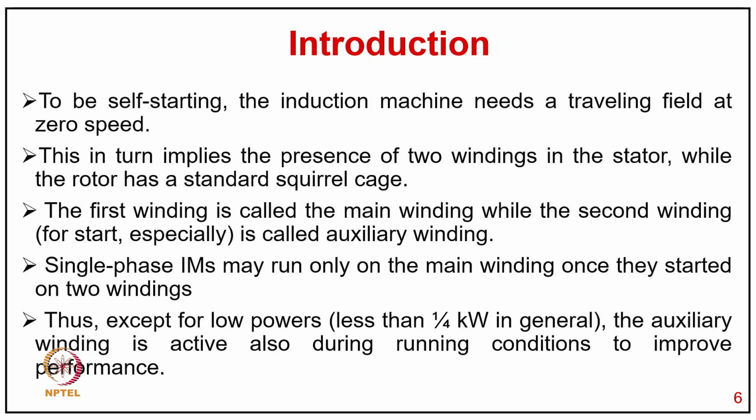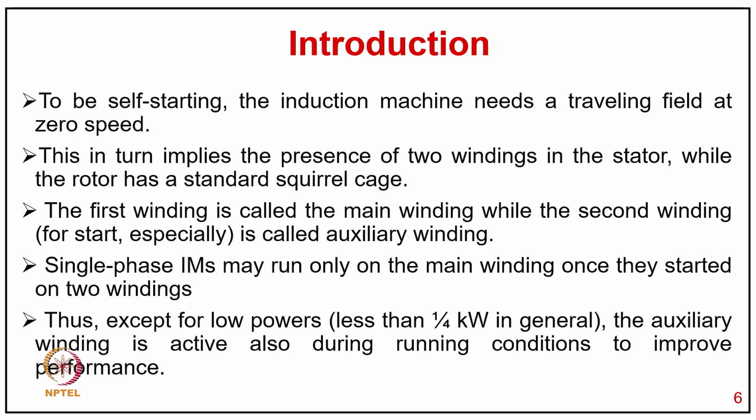To be self-starting, as we know, the single phase induction motor is not self-starting. To make it self-starting, the single phase induction machine needs a travelling field at zero speed, and this in turn implies the presence of two windings in the stator, while the rotor has a squirrel cage. The first winding is called the main winding, while the second winding is called the auxiliary winding or starting winding, and in general it is called the auxiliary winding.